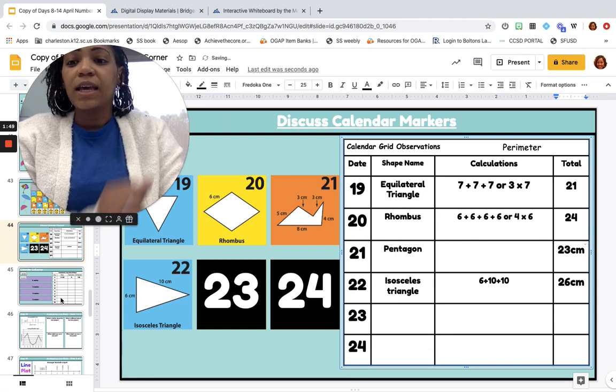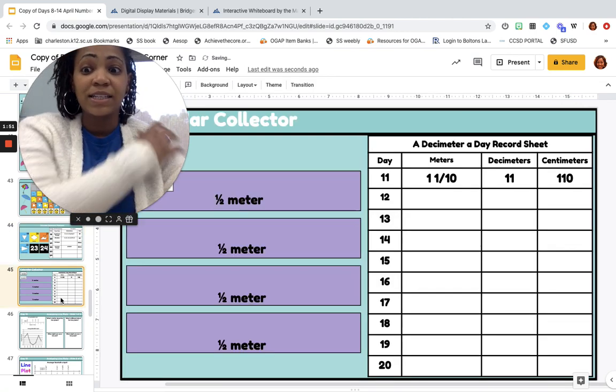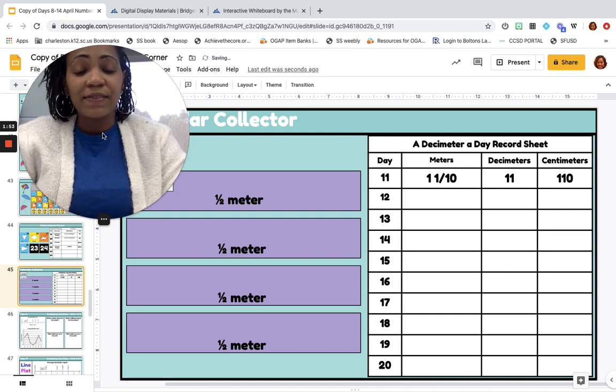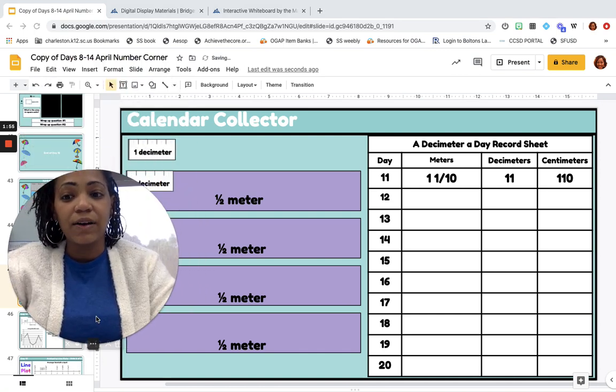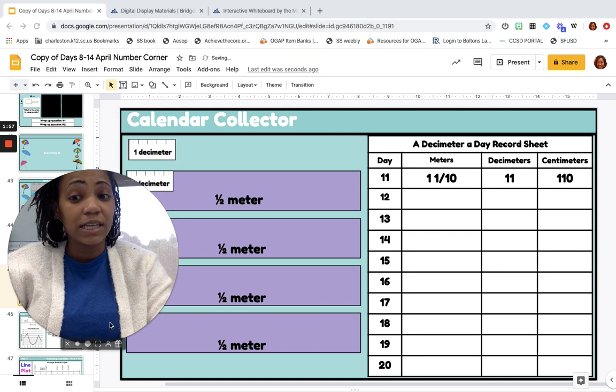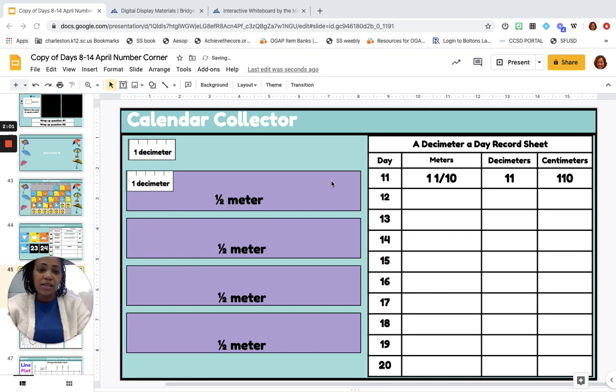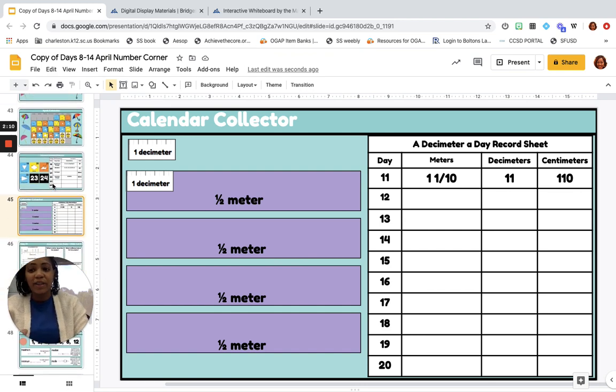Okay. And since we've already collected a full meter, and today's our 11th day, we have now collected our 11th meter, our 11th decimeter, for our collector. So here it is. And that means we have 1 1/10. We talked about that the other day. 11 decimeters, which is 110 centimeters. So we're not going to go over that again.